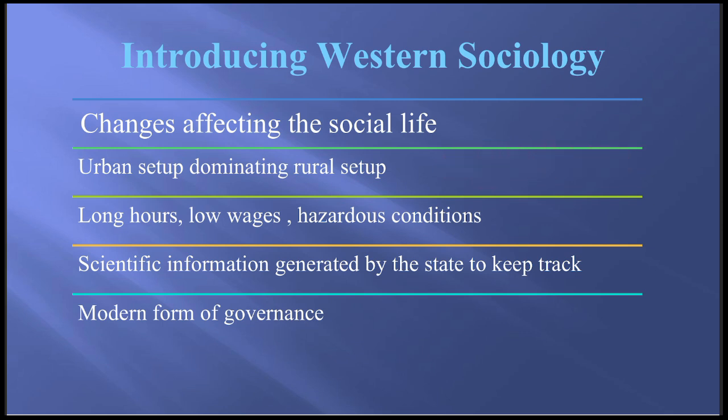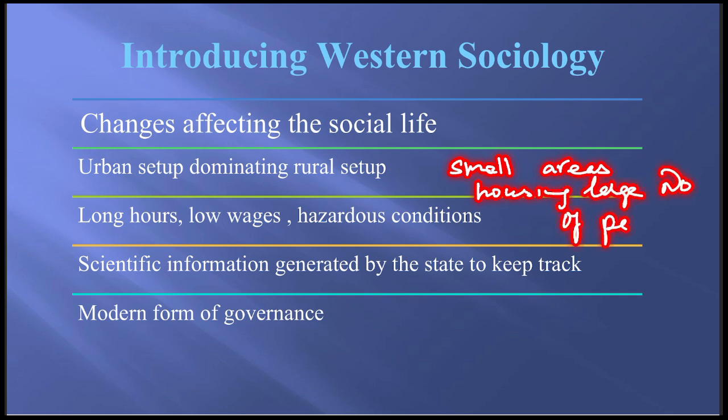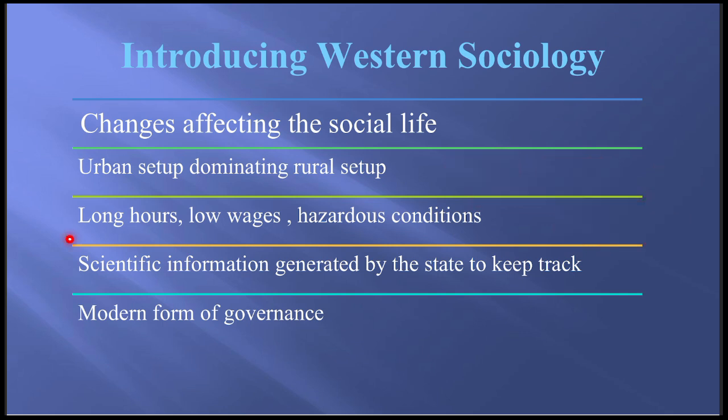The factory workers were paid low wages and had to work long hours under hazardous circumstances. Men, women, and even children worked in these factories in order to be able to earn a living. Modern forms of governance, with the state assuming control of health, sanitation, crime control, and general development, created the demand for new kinds of knowledge. So, we have the emergence of sociology as a response to this need.